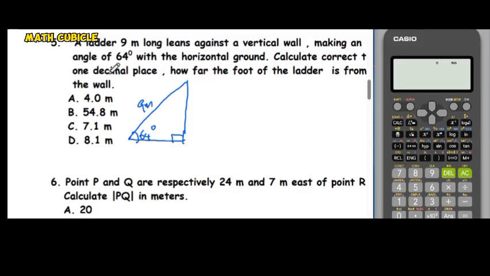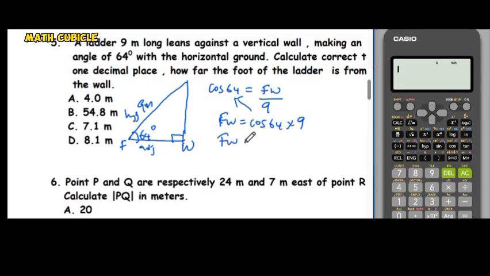It says calculate correct to 1 dp how far the foot of the ladder, this is the foot of the ladder, is from the wall. This is the wall. So we are looking for FW. So that will be this adjacent, and we are given the hypotenuse. So adjacent over hypotenuse, that's cos. So cos 64 is equal to FW over 9. Hypotenuse is 9. So when we cross multiply, we have FW is equal to cos 64 times 9.